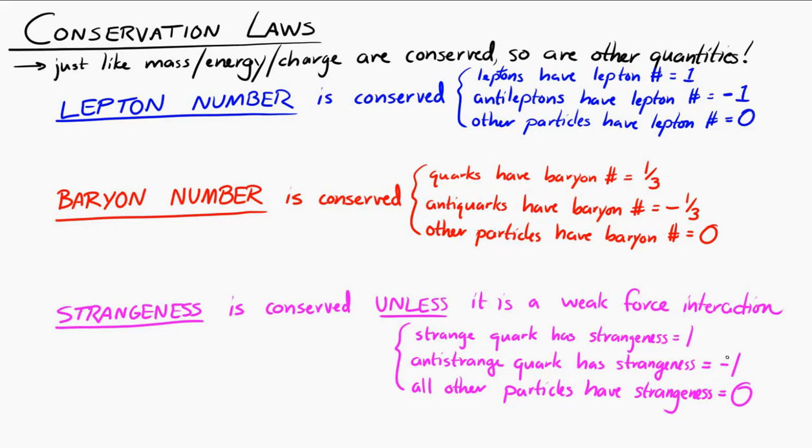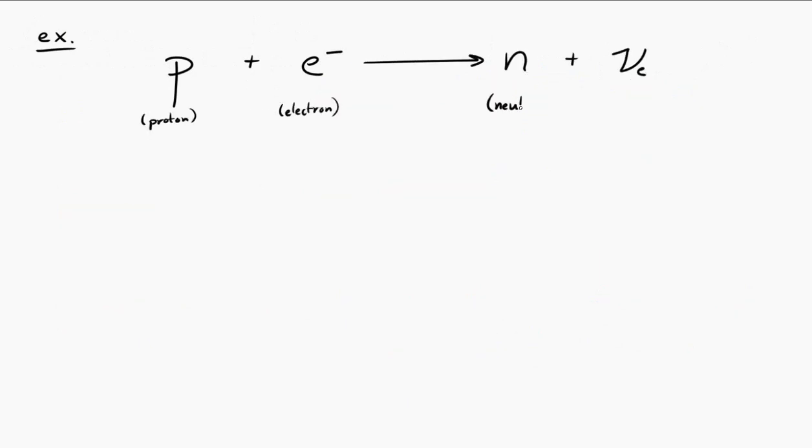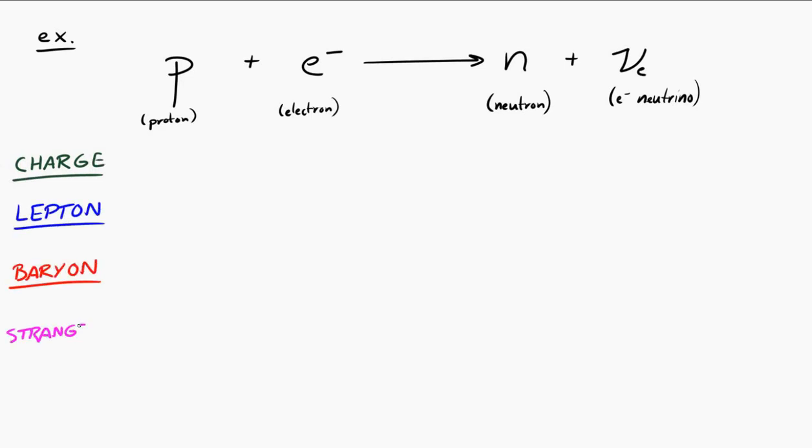Okay, let's see how these conservation laws work. Let's say we have this interaction between two particles. We have a proton that interacts with an electron, and after they interact, we're left with a neutron and an electron neutrino. According to the conservation laws, charge should be conserved, lepton number should be conserved, baryon number should be conserved, and strangeness should be conserved. Mass energy should also be conserved, but we're not going to worry about that right now.